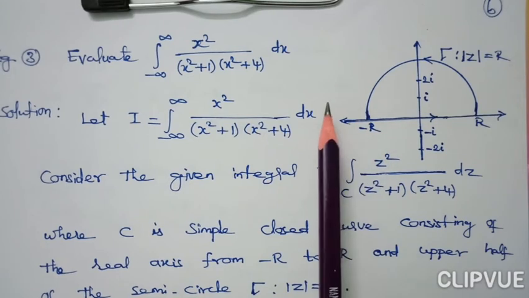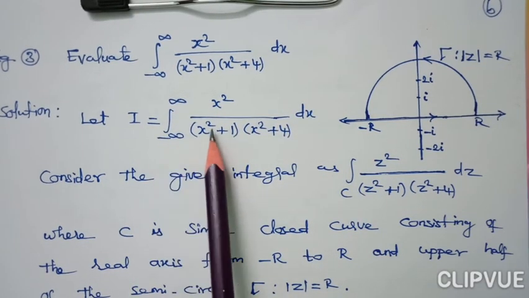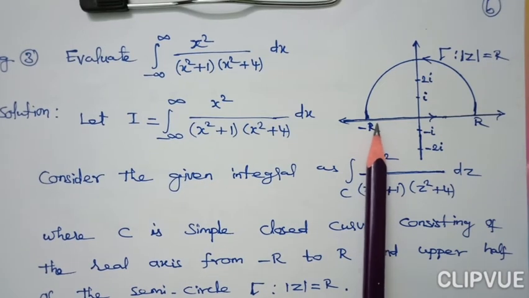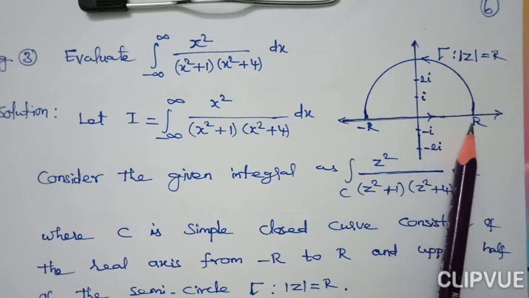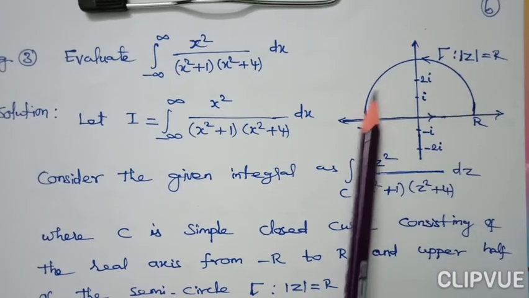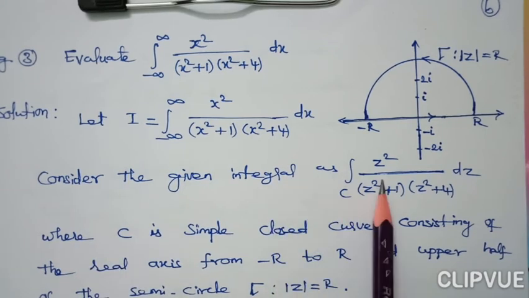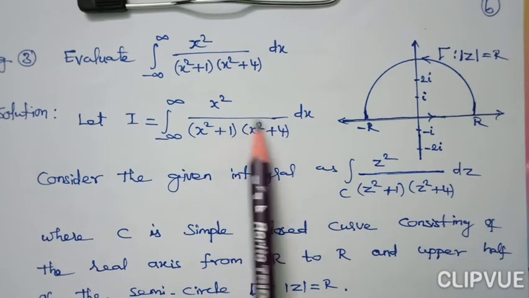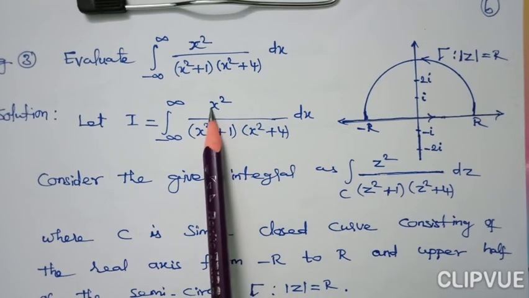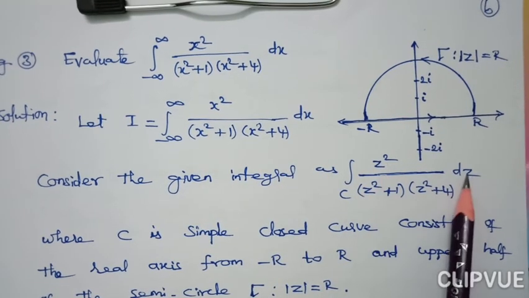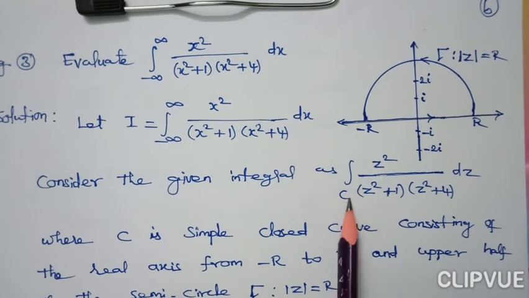Now how to evaluate a second type problem? As I said in the introduction video itself, for type 2 and type 3, you need to consider a semicircle. It consists of two parts: the real line from minus r to plus r, and the arc gamma, the semicircle. Now consider the given integral as an integral over C. Instead of x in the integrand, you need to replace it with z. Wherever you have x, replace x by z. That's all.